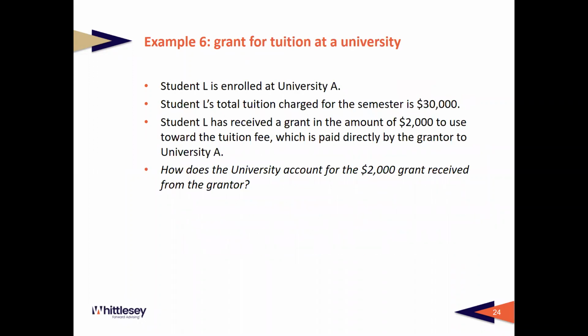So we've got just two more examples, examples 6 and 7. First, a grant for tuition at a university. You have a student enrolled at the university. Total tuition is $30,000 for the semester. The student has received a grant of $2,000 to use toward the tuition fee, which is paid directly by the grantor to the university. How does the university account for this $2,000 grant?